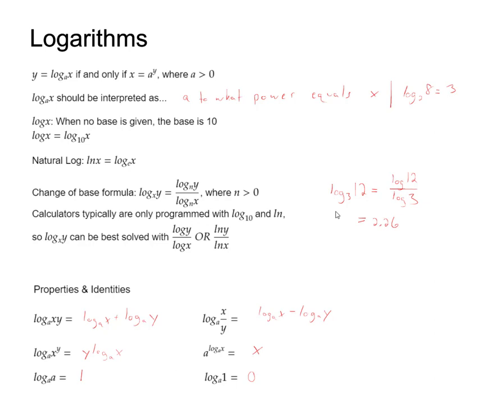So those are your properties and identities. I'm not going to go into detail proving these things or doing extensive examples. These are pretty self-explanatory, and when you come across logarithm problems on the ACT, they typically aren't going to be all that complicated. They just want to make sure that you understand the basics.